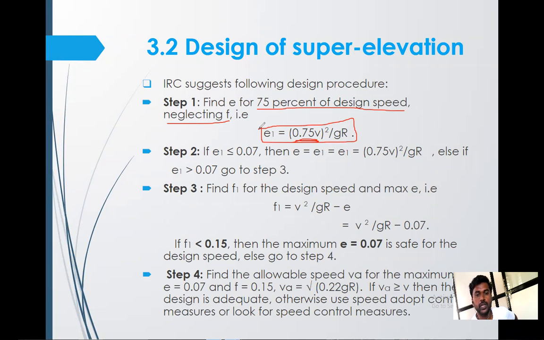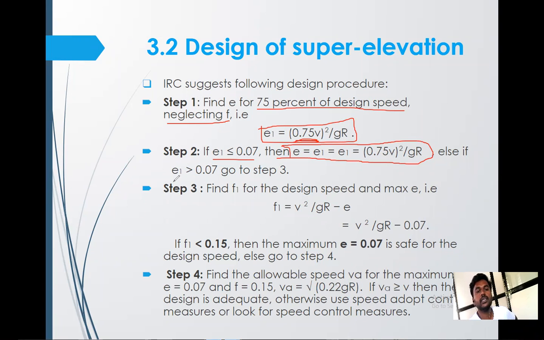I repeat, this is a very important term. If we are calculating the super elevation by putting F as 0 and by putting the design speed as 75%, whatever super elevation we get, if that super elevation E is less than 0.07, then that is taken as the final super elevation.